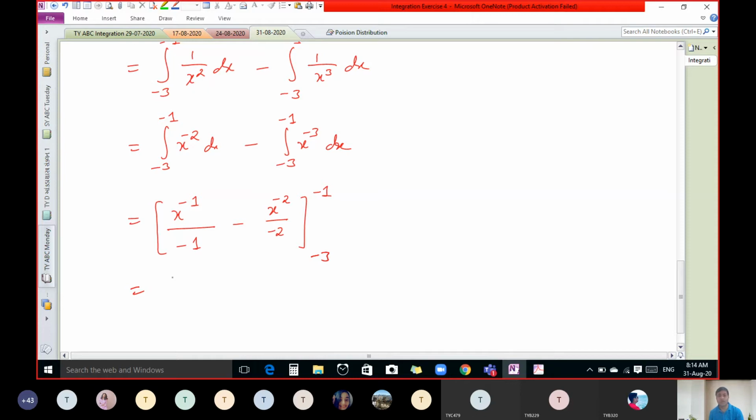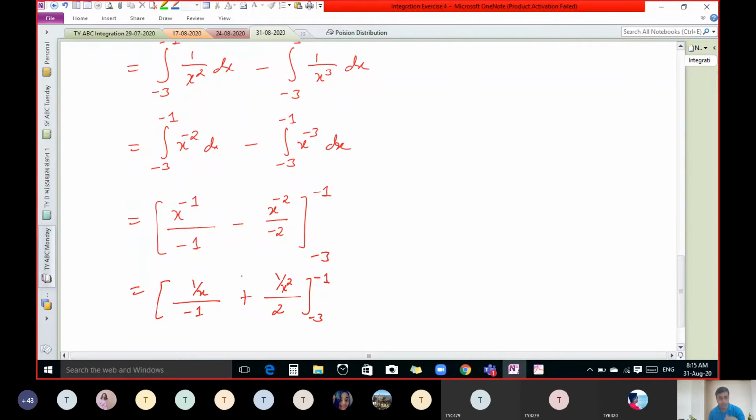Or you do one more step. Instead of putting the value directly, it's better to write this in a simplified form. So you can write x raised to minus 1 is nothing but 1 upon x, and keep this minus 1 as it is. Here this minus, you will get plus. In the denominator 2 as it is, and in the numerator x raised to minus 2, you can write 1 upon x square. So that is better, to simplify to avoid any mistake.